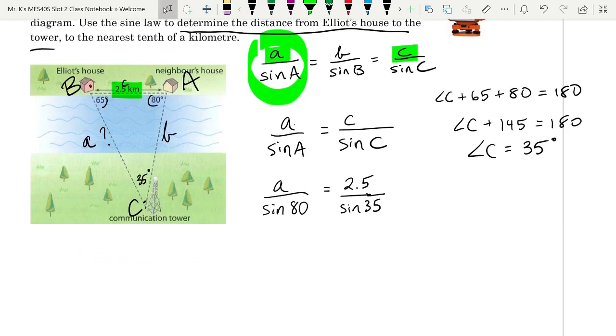Now, how do I get the A all by itself? You know me. If I can put a problem into algebra thinking, to me, algebra is the way to think. So I look at that and go, A is being divided by something. What's the opposite of dividing? I'm going to multiply both sides of the equation by the sine of 80. So this is 2.5 times the sine of 80 divided by the sine of 35.